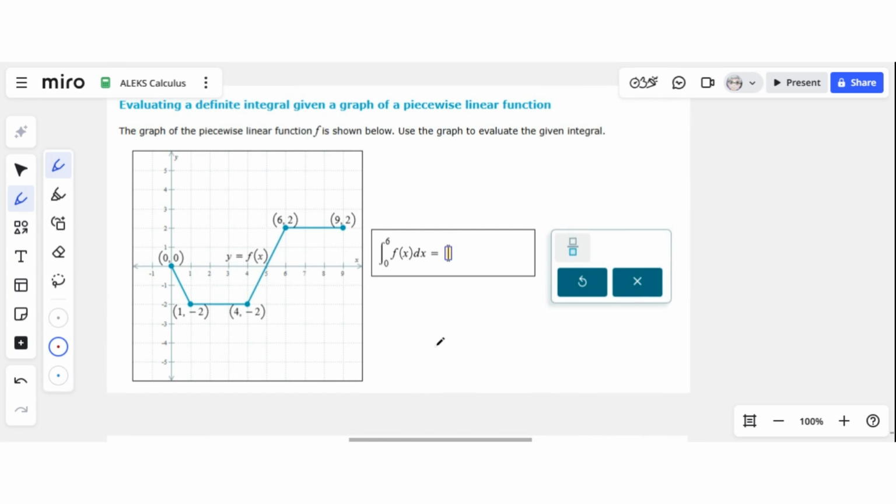Here we want the definite integral from 0 to 6 of this function. So from 0 to 6. So we're going to have some part of the curve that's below the x-axis and some part that's above. This part will be negative, this part will be positive, and we'll add it together. So what have we got here?